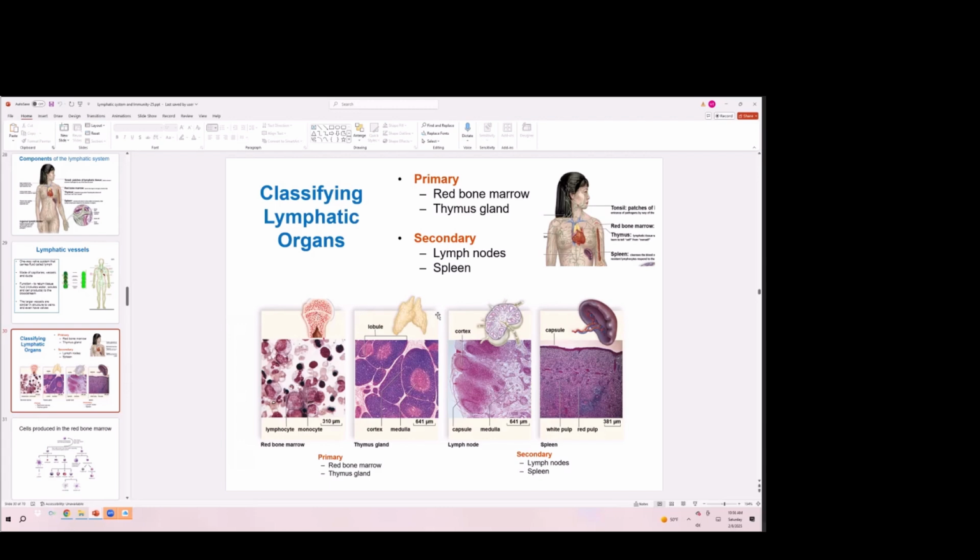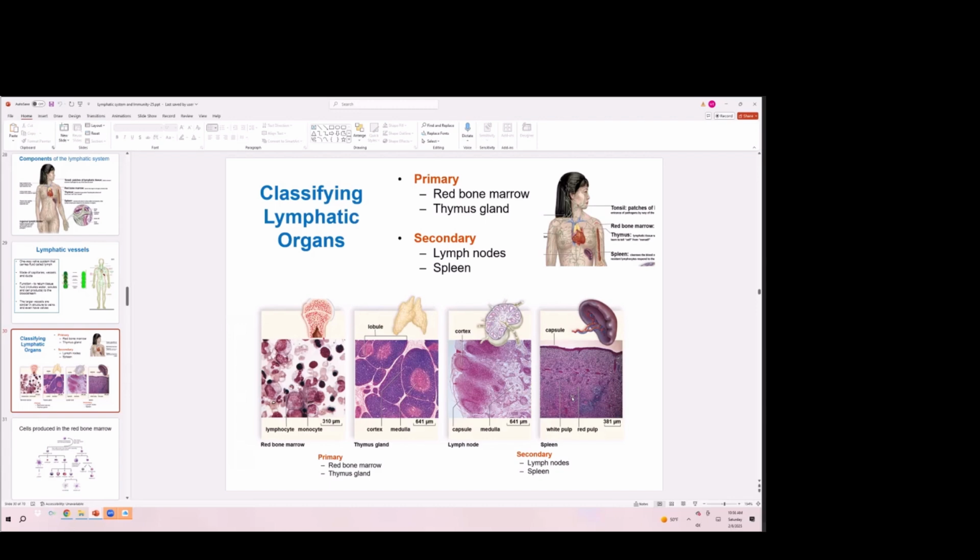Now, the next thing is we have secondary structures. Well, I was mentioning lymph nodes and the spleen. The lymph nodes, again, they store a lot of white blood cells. Talked about the spleen, it stores white blood cells. It cleans the blood. It has red blood cells that are bad. It recycles them.